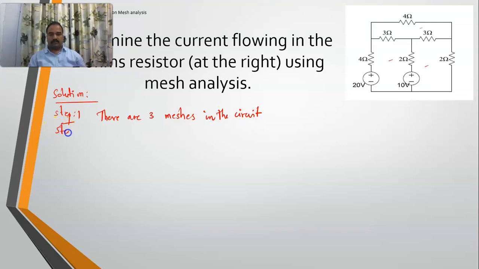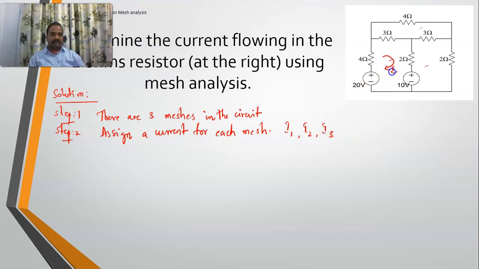Step number 2, assign a current for each of these meshes, and ensure that it is in clockwise direction. So there are 3 meshes, so I'll take I1, I2 and I3. I'll take this as I1, this is I2 and this is I3. Understood? So all in clockwise direction. Now step number 3 is a crucial one. We need to identify the currents in all elements.